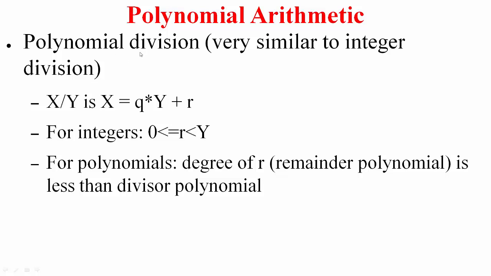The polynomial division is very similar to integer division. So for example, if you are dividing x over y, x can be represented in this fashion where q is the quotient and r is the remainder. For integers, this r is always going to be less than y. For polynomials, it is similar except that the degree of the remainder polynomial will be less than the degree of the divisor polynomial. We will cover an example later, so these things should be clear. But with this background, let's see what CRC does.